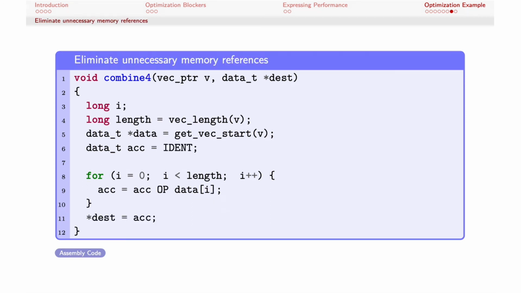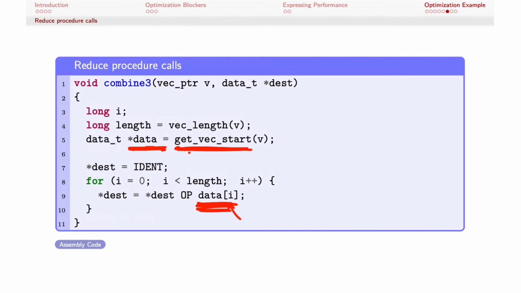Finally, we can eliminate some unnecessary memory references. Going back here to the previous version, we can see that every time we accumulate the next value from our data, we're dereferencing a pointer a couple of times before we execute the combination operator. Because those are actually memory references, they're pointers, so they can't be allocated in registers, we're going to pay the cost of going out to memory each time we do that.